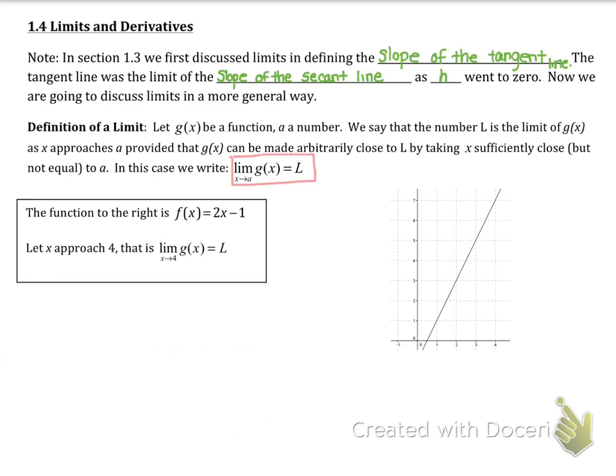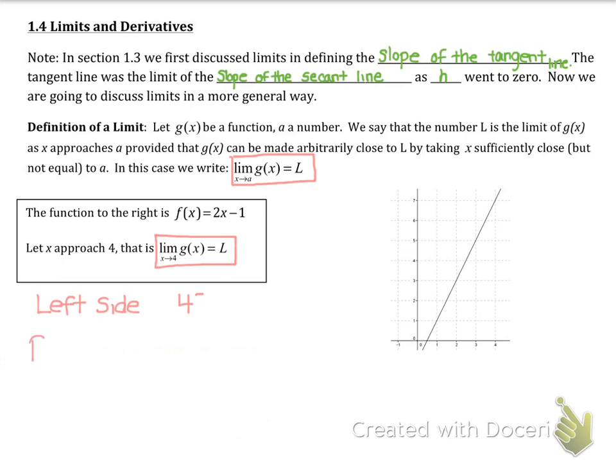Here's the notation. Okay, so the function to the right is f of x equals 2x minus 1. It's a linear function. So if we said let x approach 4, that is the limit as x approaches 4 of g of x. And then L is what we are saying is our limit. That's what it's going to equal. So when we do this, when we approach a number, we approach from two sides. We have the left side, and when we say that we're going to approach it from the left side, this means we're going to approach 4 from the negative side, which is the left side. You think left on the x-axis, you think negative numbers.